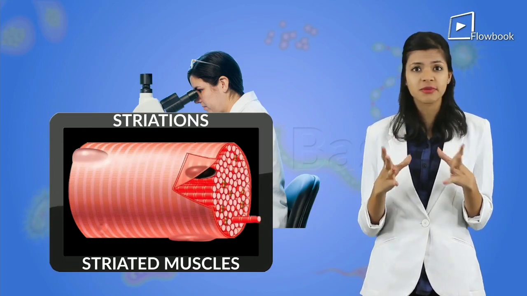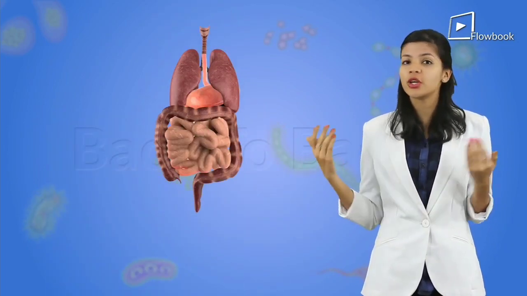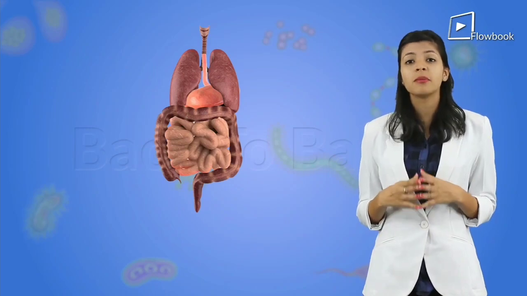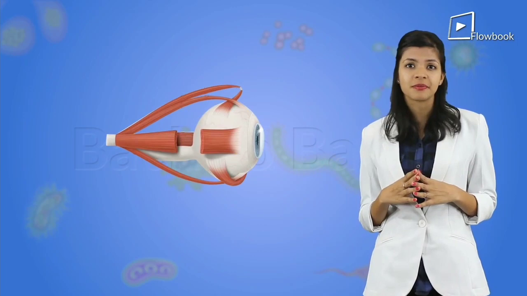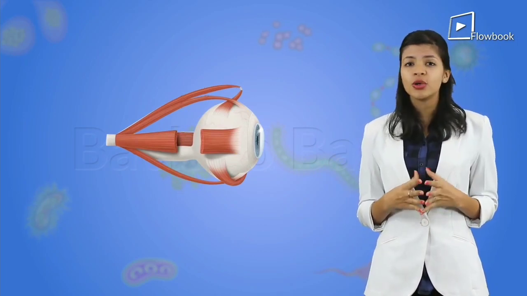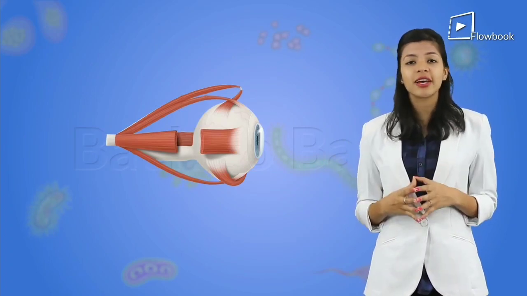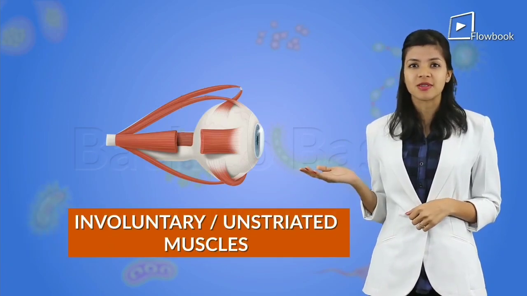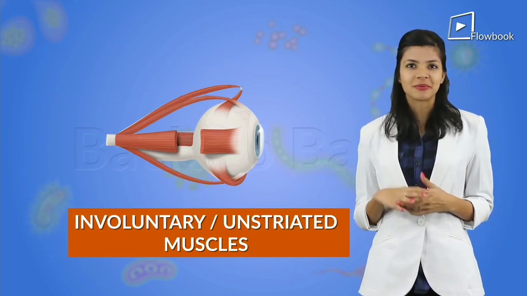Now what about those muscles that control the passage and movement of food in your intestines, or the muscle in the iris of the eye which controls the size of your pupils? You do not control them or will them to act. You can't stop or start their function. This is why they are called involuntary muscles, or just the opposite of striated, unstriated muscles.